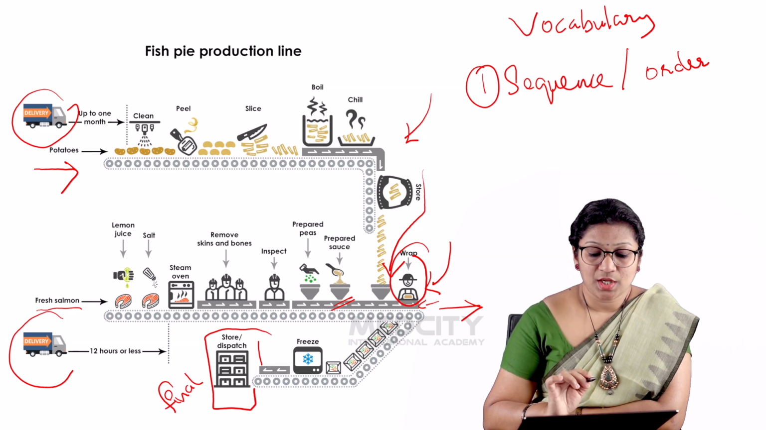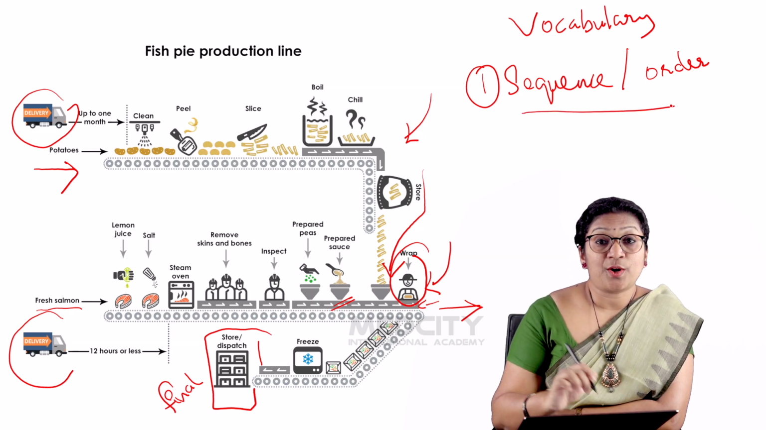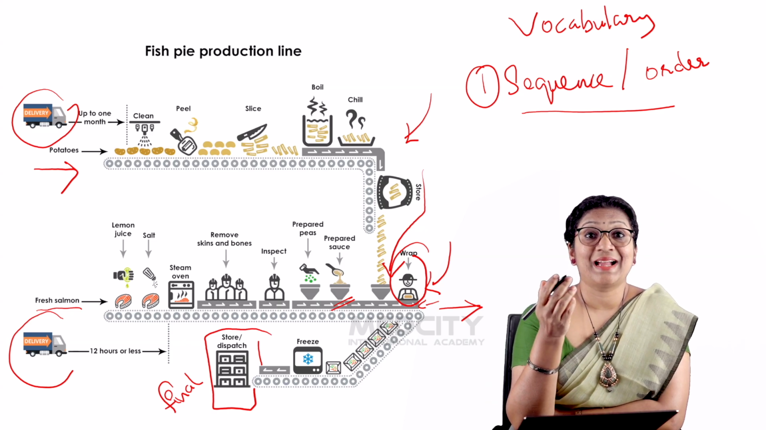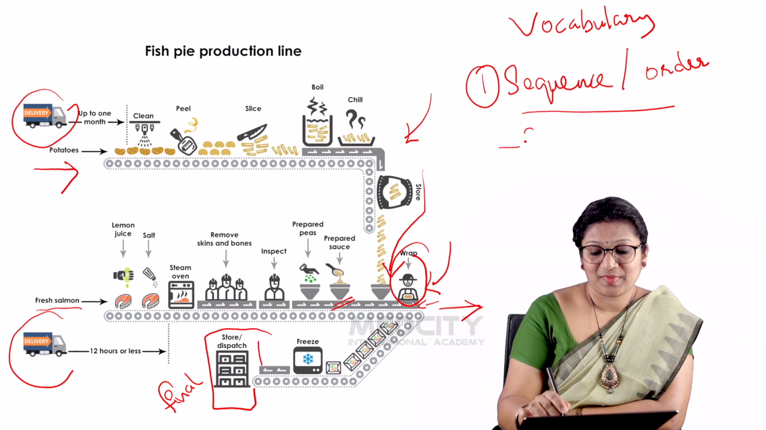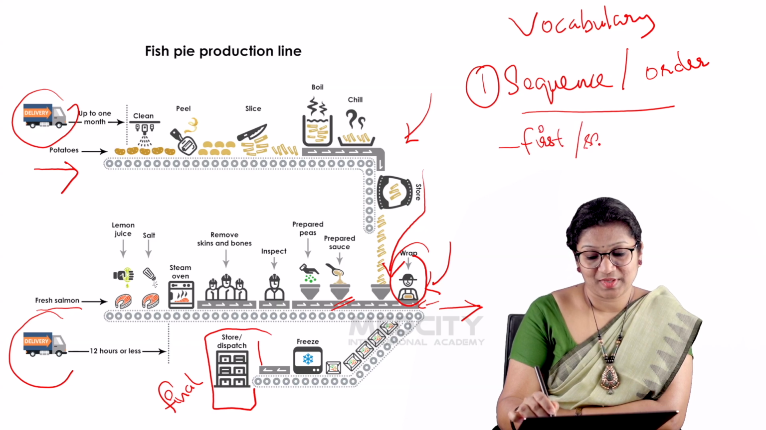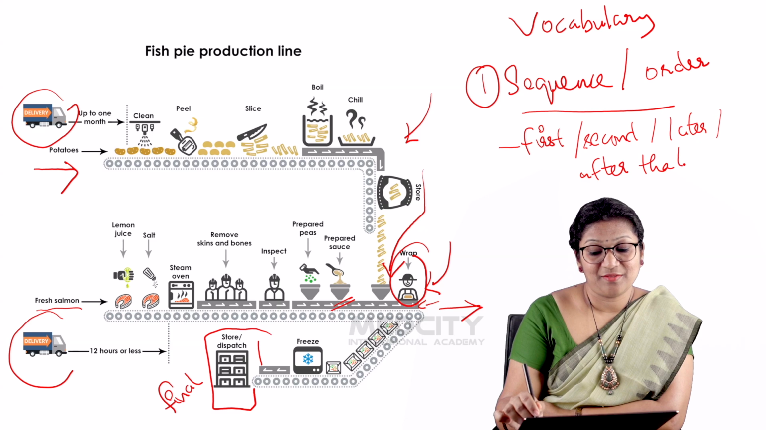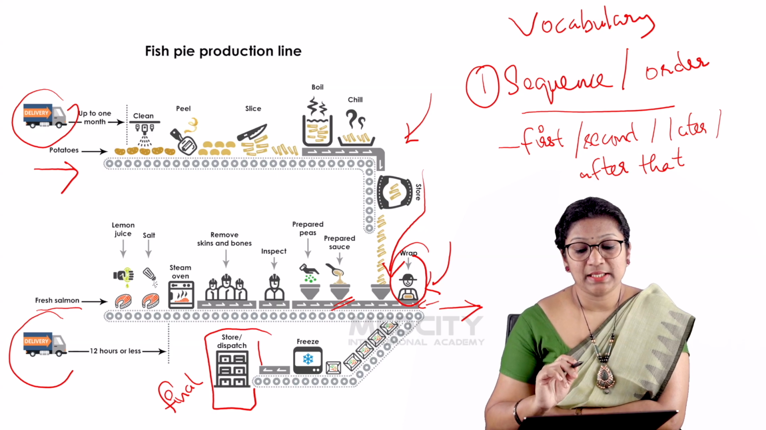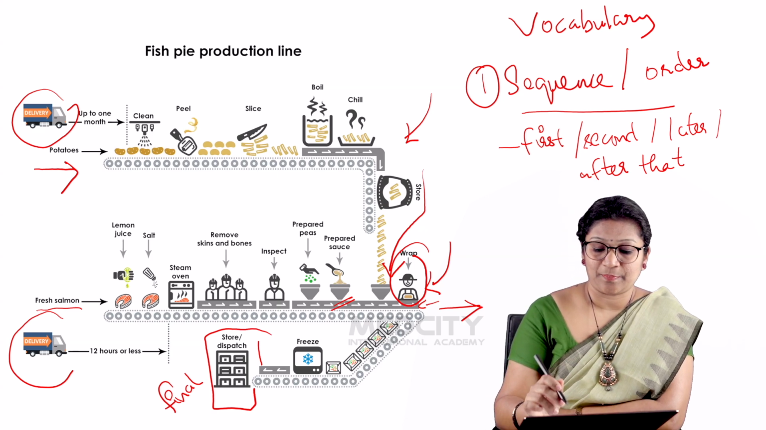So sequence or order, words to show that, which means you can use words like first, next, second, later, after that, followed by this, finally, eventually, and so on. So be prepared with sequence markers as well.